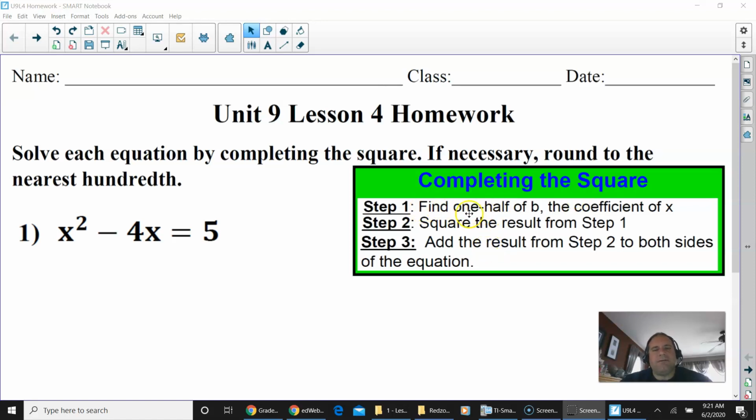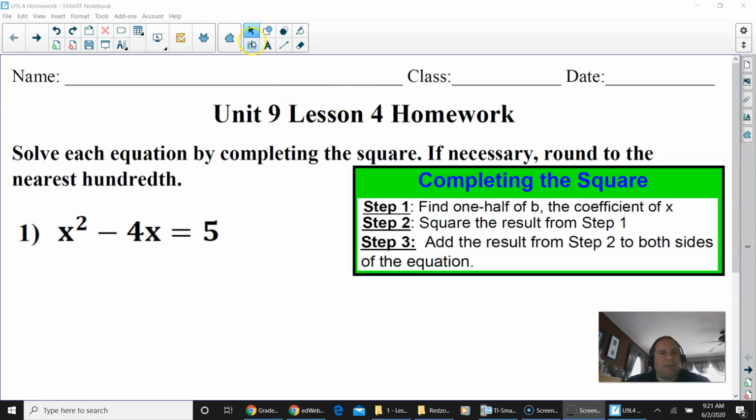Step 1 is find 1/2 of b, the coefficient in front of x, that number in front of x, you have to divide it by 2. Step 2, square the result from step 1. And then add the result from step 2 to both sides of the equation. And then you could go ahead and do the factoring.